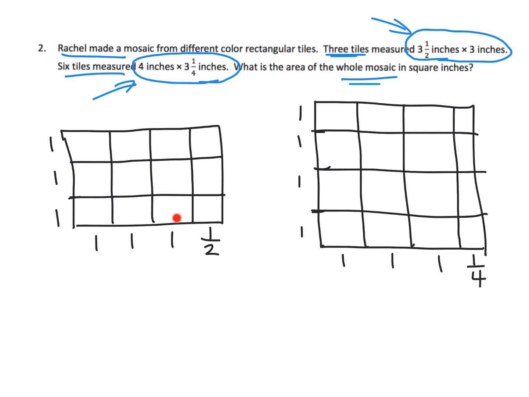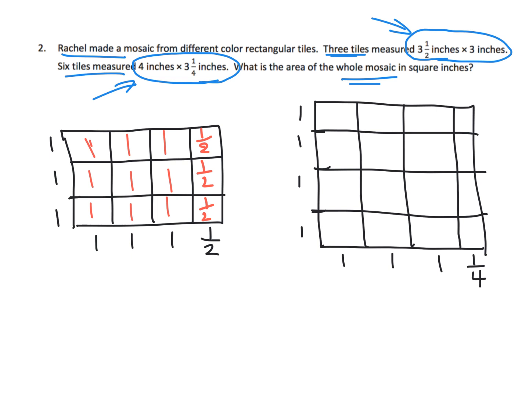So this mosaic tile, if I wanted to find all of the little areas, this is 1 square unit, 1 square unit, 1 square unit. So I'm going to add up all these square units. But this piece right here, that's a half square unit, because it's 1 high and a half wide, and 1 times a half is a half. And then this is a half, and this is a half.